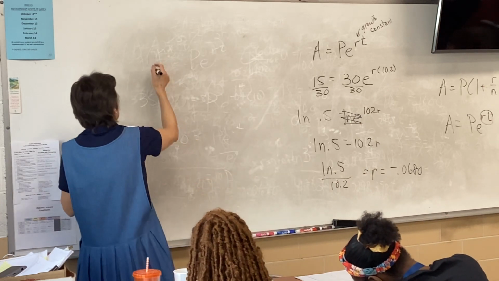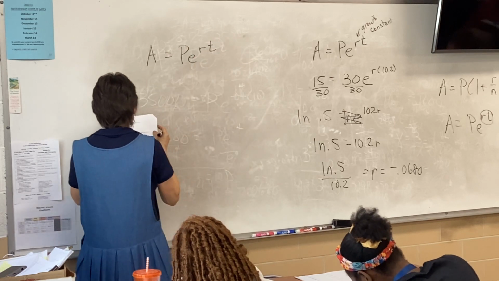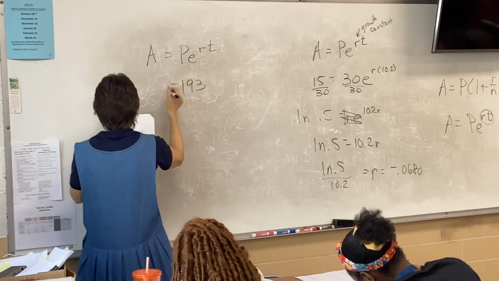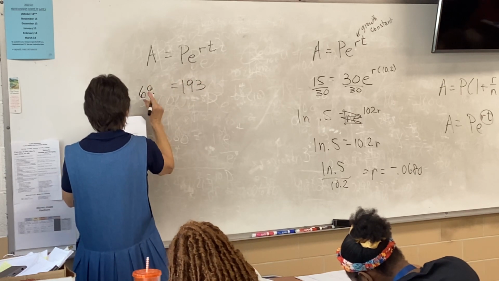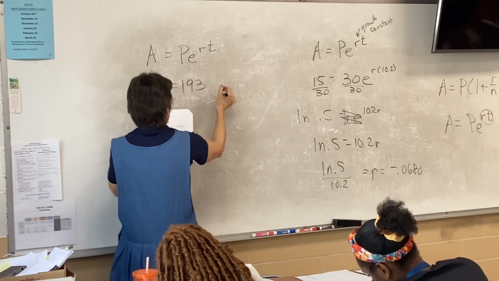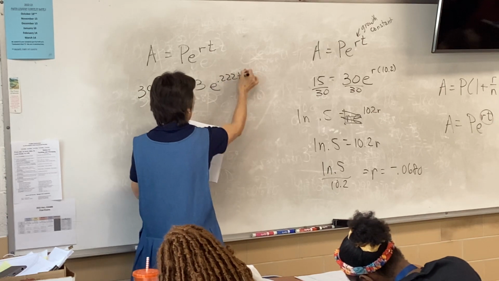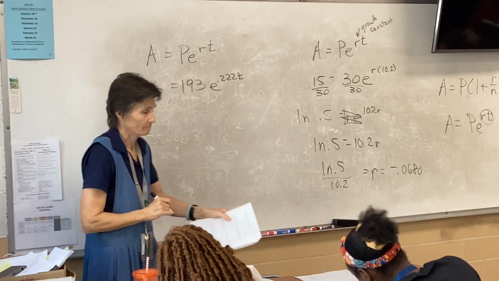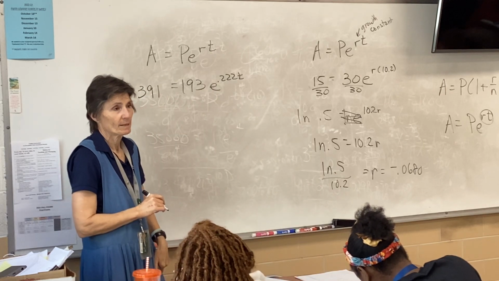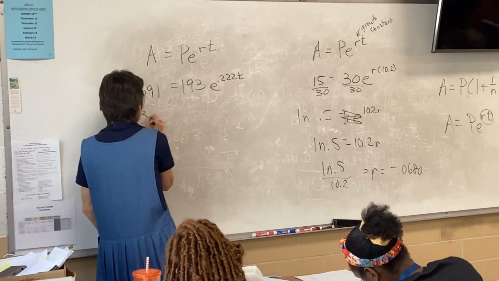All right, which formula for number 6? That's a perk. It isn't money, so it's a perk. We got 193 of them, growing into 391 of them. And the constant is 0.222, and we want to know how long it takes. Everybody okay? What's step 1? Divide.